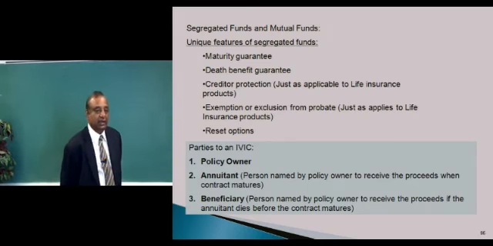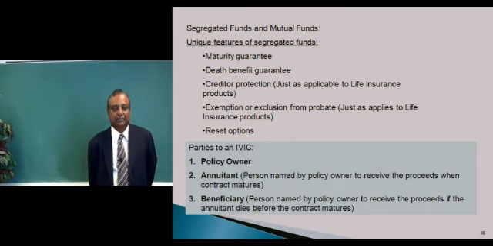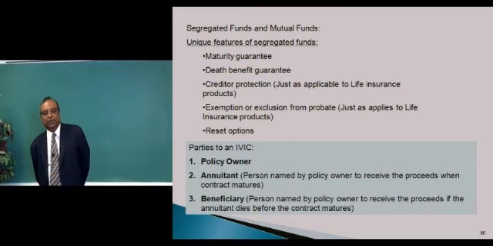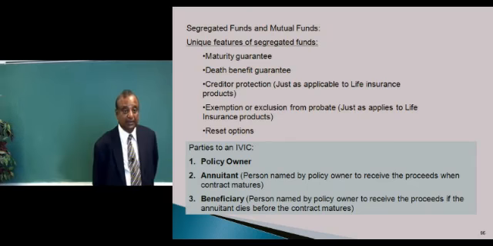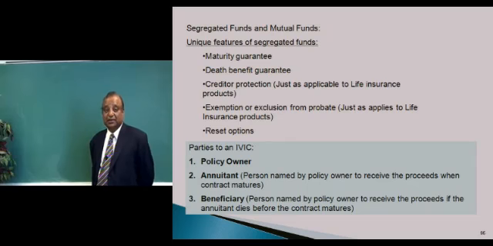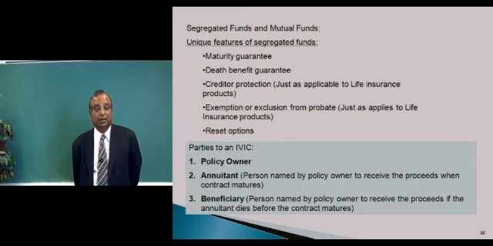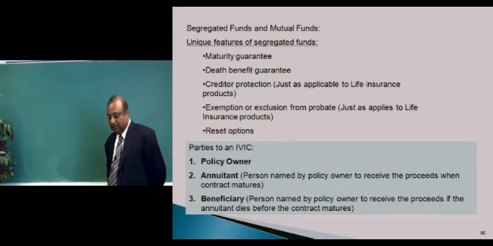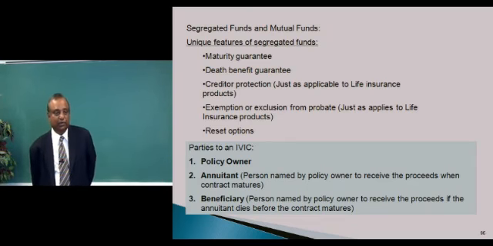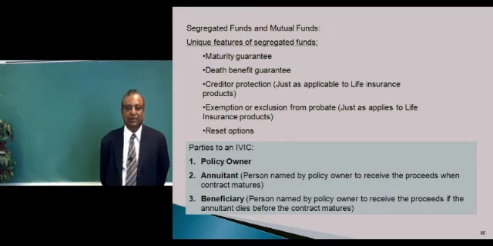There could be three parties involved in the contract. Three parties means three different persons. One is the policy owner. The policy owner is the person who put in his money and signed the contract. The policy owner names an annuitant. An annuitant is the person the owner named to receive the money when the contract matures. The policy owner can also name a beneficiary. The beneficiary is the person named by the policy owner to receive the money in case the annuitant dies before the 10 years are over.